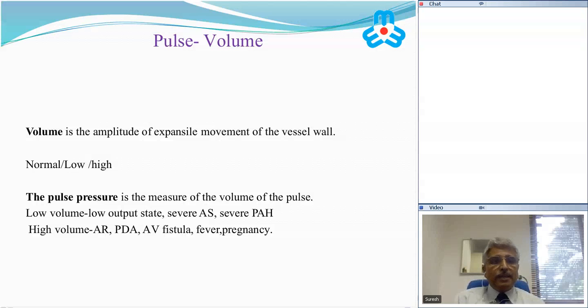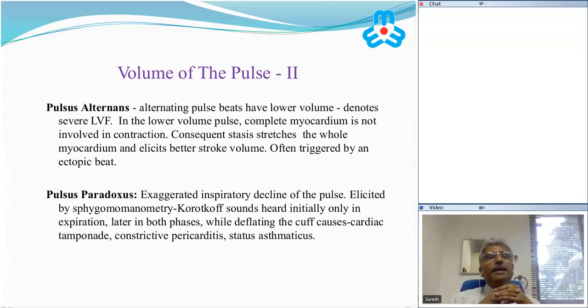A low volume pulse will be associated with any low cardiac output state, typically illustrated by severe aortic stenosis or severe pulmonary artery hypertension. A high volume pulse could be physiological, as in pregnancy, when you have had a bath in warm water, or fever, or it could be related to conditions like aortic regurgitation or ductus arteriosus or an arteriovenous fistula. Apart from being low, high, or normal, the volume of the pulse may show some characteristic variation.